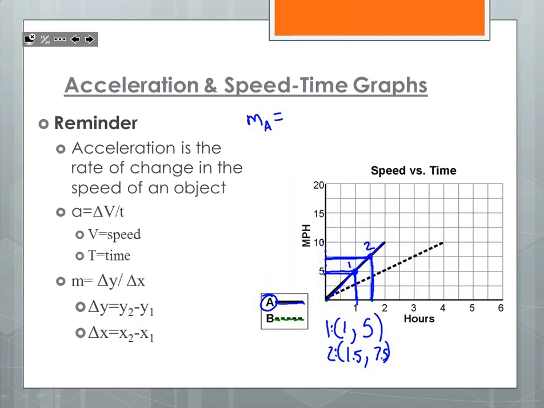Okay, so now this is my x1, this is my y1, this is my x2, this is my y2. So I'm now going to put in my 7.5 minus my 5, because it is y2 minus y1, all over my x2, which is 1.5, minus my 1, and that is going to equal 2.5 for my numerator and a 0.5 for my denominator.